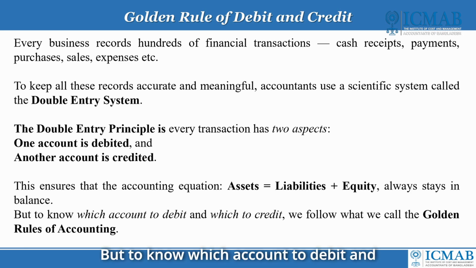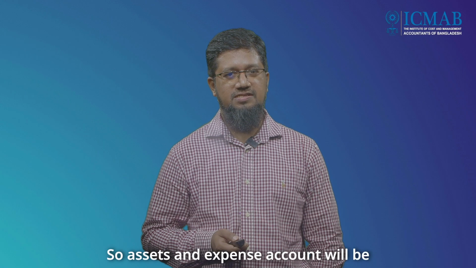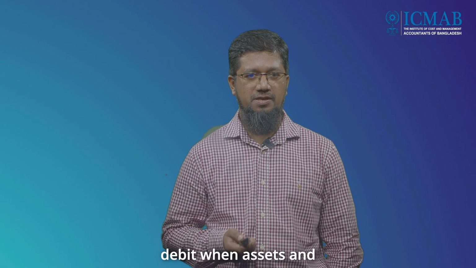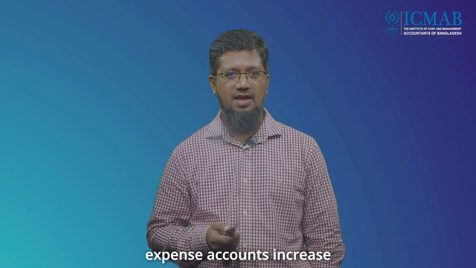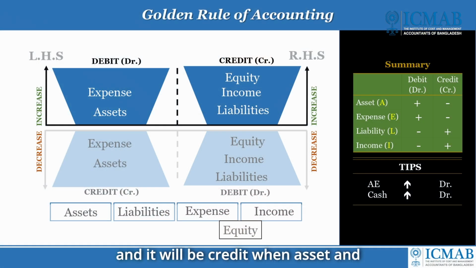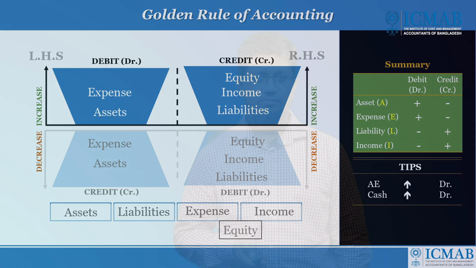But to know which account to debit and which to credit, we follow what we call the golden rules of accounting. So assets and expense accounts will be debit when assets and expense accounts increase, and will be credit when asset and expense accounts decrease. On the other hand, equity, income and liability will be credit when these types of accounts increase, and will be debit when the equity, income or liability accounts decrease.